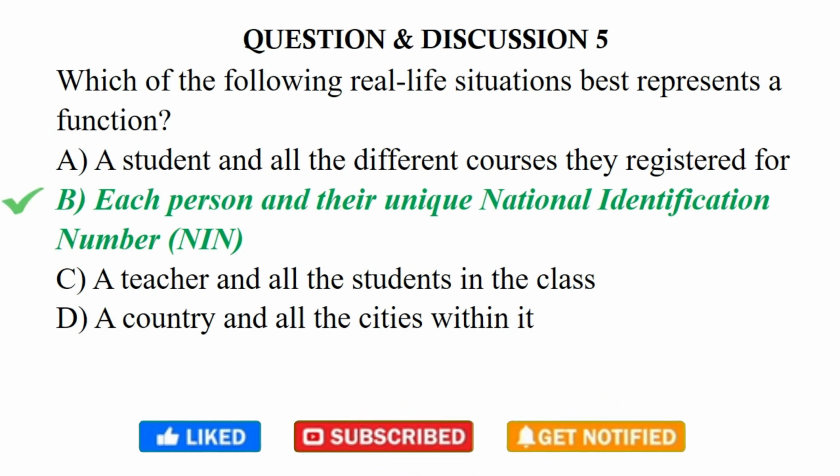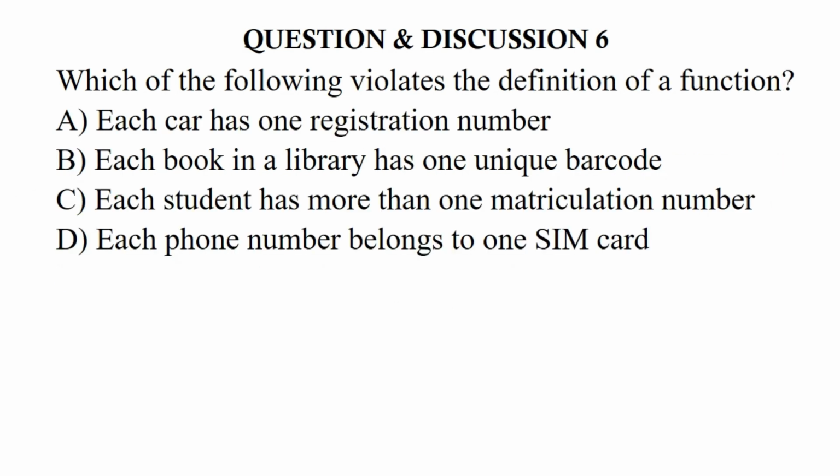A function is a special kind of relation where every input, domain element, is paired with exactly one output, range element. This means no single input should correspond to more than one output, though different inputs may share the same output. For example, each car being assigned one registration number fits the definition because one car cannot have multiple numbers.